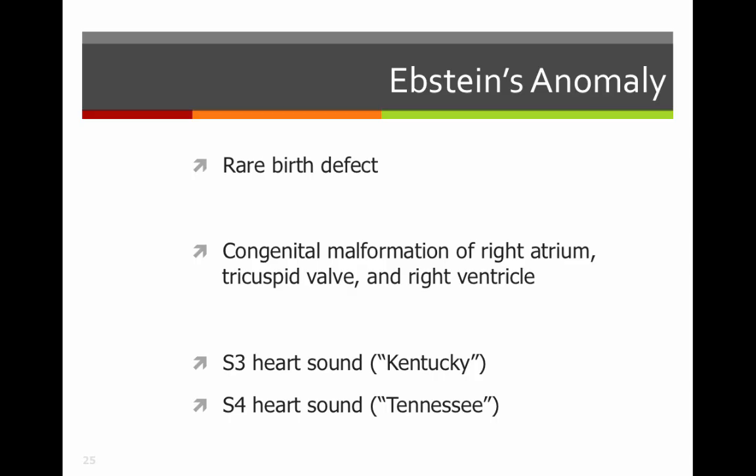Now we're done with our cardiomyopathies for the most part. So let's talk about Ebstein's anomaly. It's a pretty rare birth defect, typically associated with tetralogy of Fallot. But this is definitely a congenital malformation of mostly the tricuspid valve, but it deals with the right atrium and the right ventricle. On physical assessment, you're going to hear an S3 heart sound and an S4 heart sound.